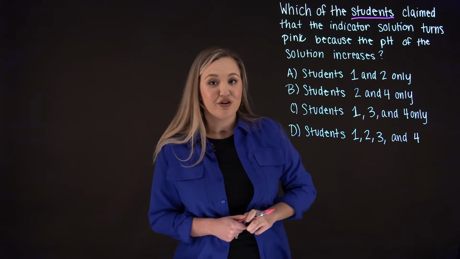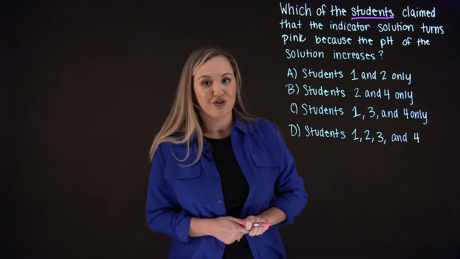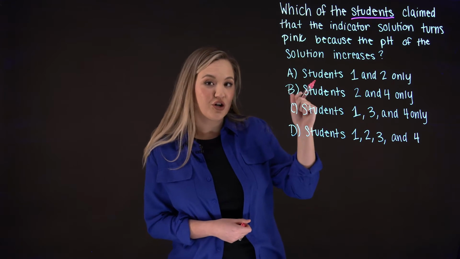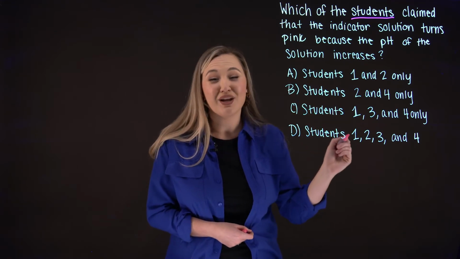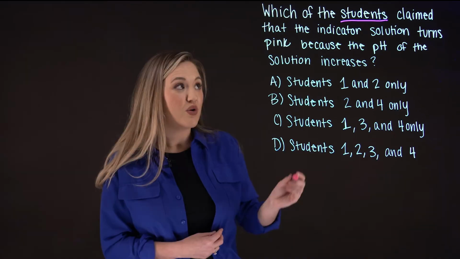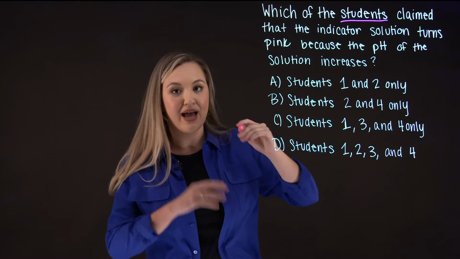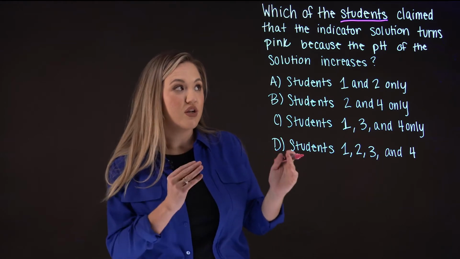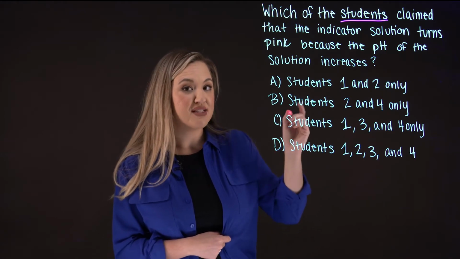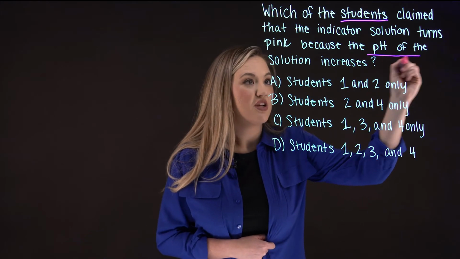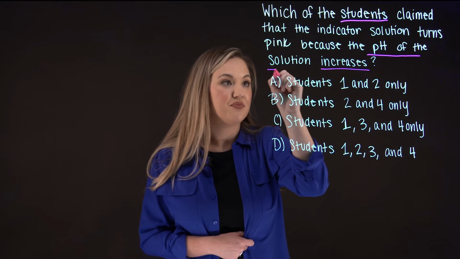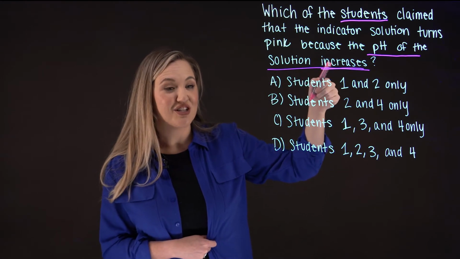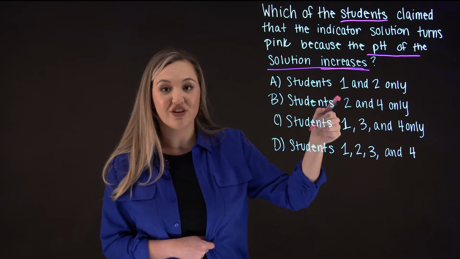In this passage, there are no figures or graphs, so we're going to have to look at the words. And to look at the words, we're going to want to identify key terms in our question that we can go back and search through our passage for. We know that the indicator solution turns pink. That happened when the teacher placed the lithium into the solution. But what we want to know is which students believe that this happened because the pH of the solution increases. We want to know which students believed that this reaction occurred because the pH of the solution increases.